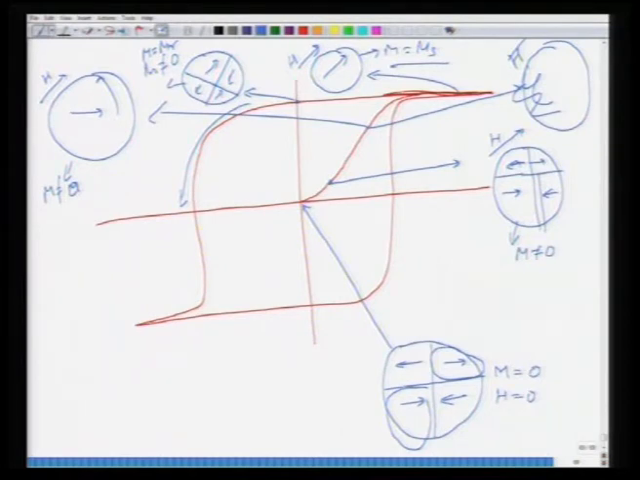Now when you change the field back to this direction, the field direction has happened in this direction. So, there are some domains in this direction, some domains in this direction.